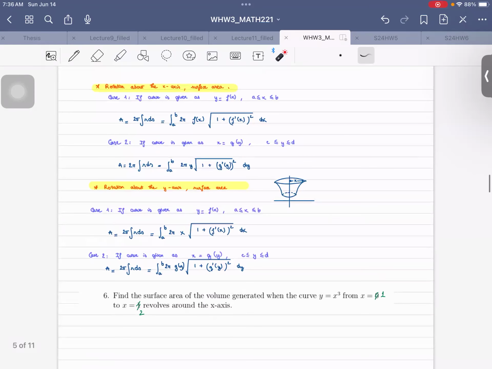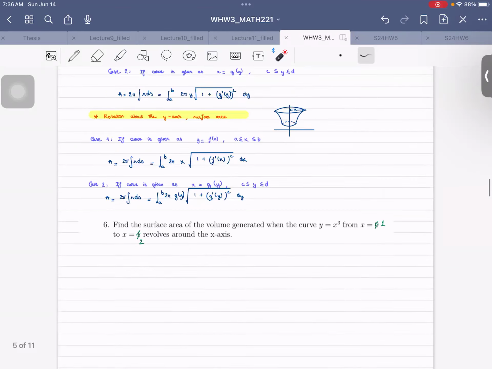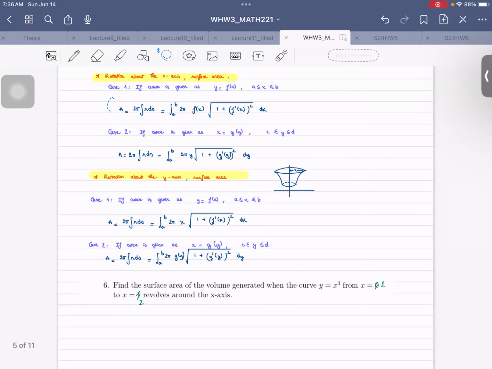So from here, firstly, you have to determine that you have something spinning around the x-axis, so you're gonna use one of these two formulations. The second thing is the curve is described as a function in terms of x, so you're gonna use the first one. Okay, so from here, let me copy down the first one.